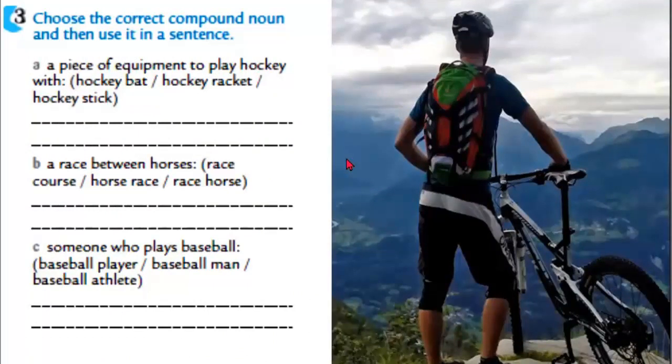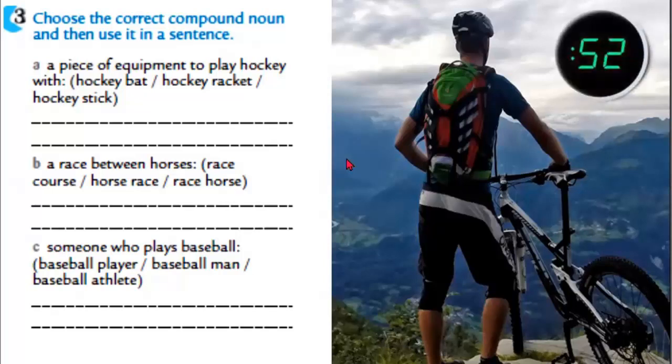Exercise number 3, we have to choose the correct compound noun. If you still remember, in unit 3, we studied something called compound adjectives. When I said 5-star hotel, I say, for example, 4-wheel car. So today is about compound nouns, not compound adjectives. So here we have to use them in a sentence. Take your time, have a look at the words and the sentences. I'll be back in a minute.